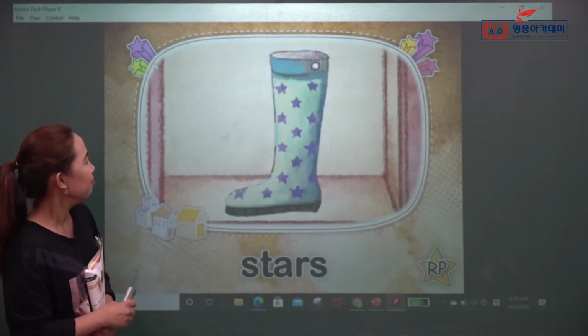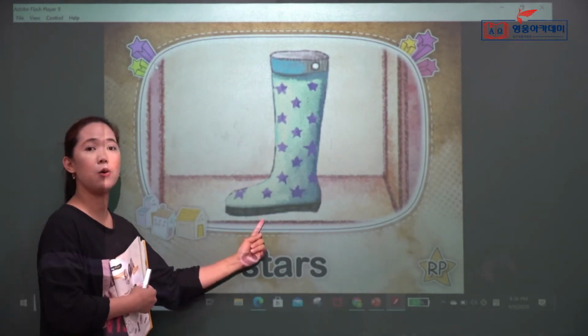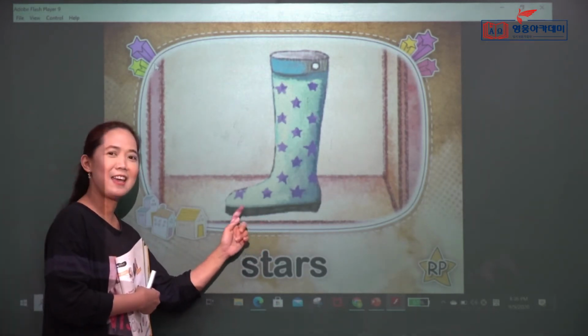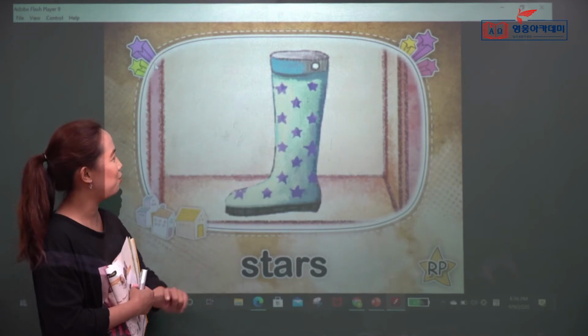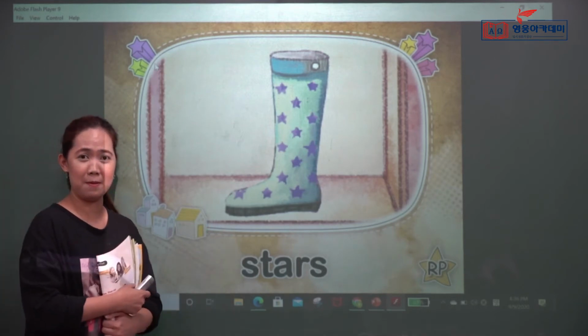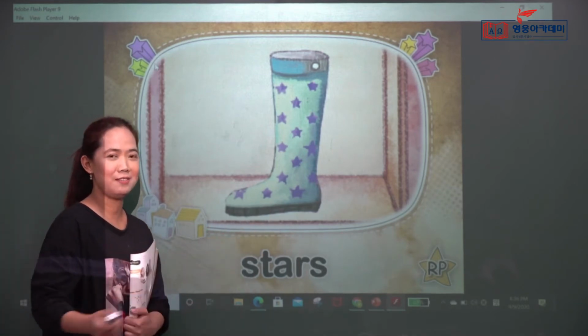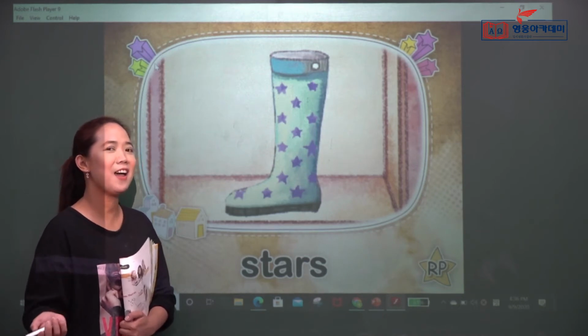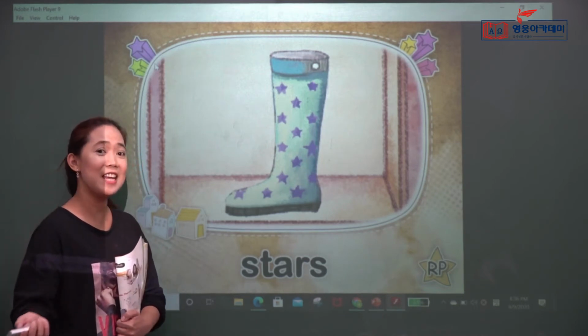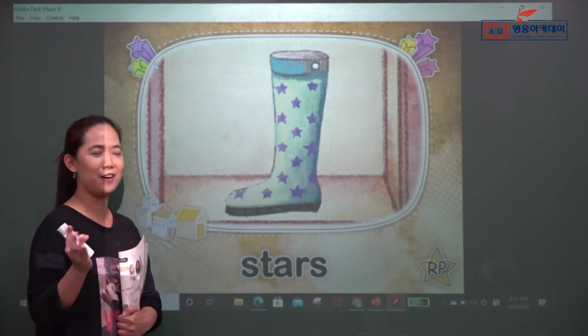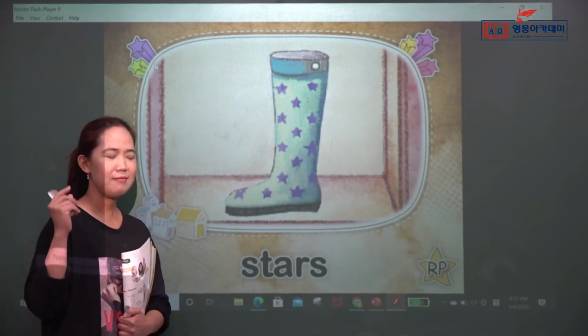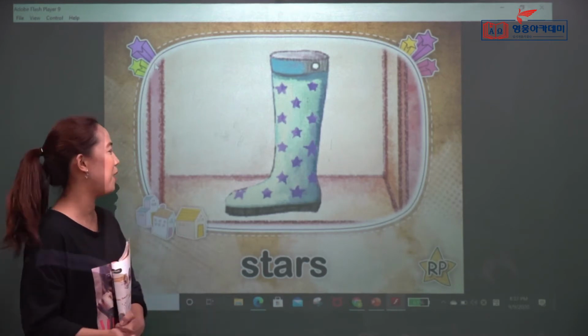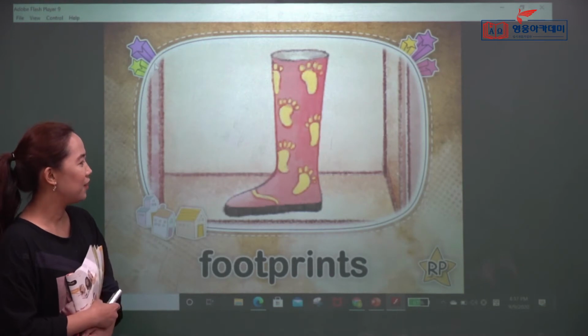Next. Oh, what is this called? Right. It's a rain boot. All right. Fashionable rain boot. What is this pattern called? Stars. One more time. Stars. Okay. Say it again. Stars. All right. Now, the next one.